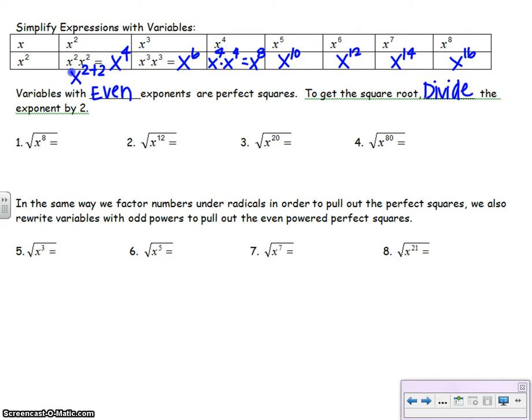So when we try to take the square root of x to the 8th, we're trying to think what times itself is x to the 8th. We can just divide the exponent by 2 and get x to the 4th as the square root.